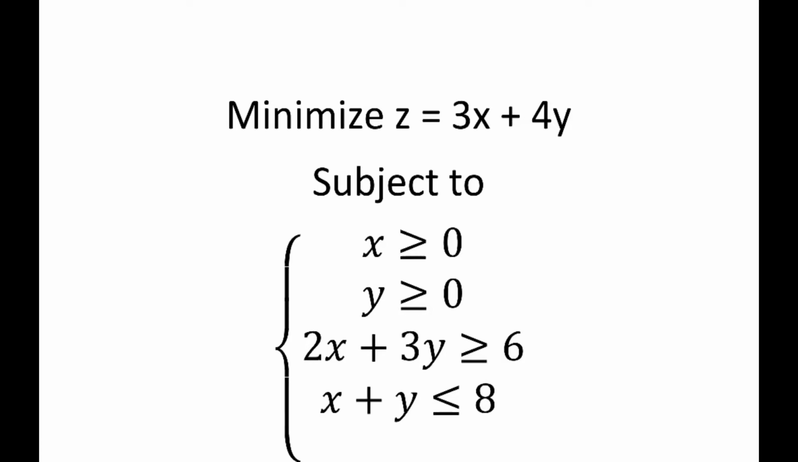Everyone, we're going to minimize our objective function z equals 3x plus 4y subject to these constraints here. The first two just mean we're going to be in quadrant 1, and then we also have those two. So if we get started, look at quadrant 1. Those are your first two constraints. For x greater than 0, we shade to the right, and for y greater than 0, we shade up.